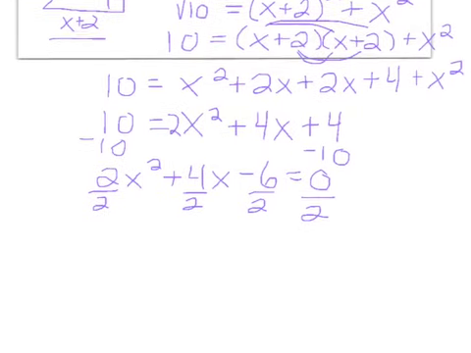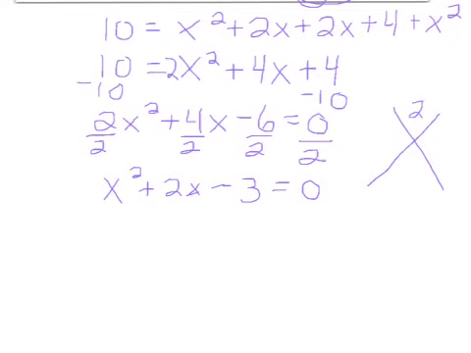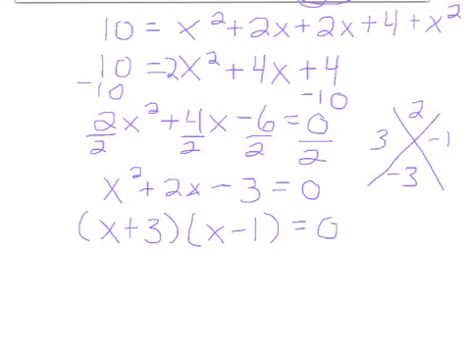So after we divide everybody by 2, we get x squared plus 2x minus 3 equals 0. So now it's time to factor. So what are two numbers that add to 2 and multiply to a negative 3? If you said a positive 3 and a negative 1, you are right. So we have x minus 3. Oh, no, I'm sorry. X plus 3 and x minus 1 equals 0.